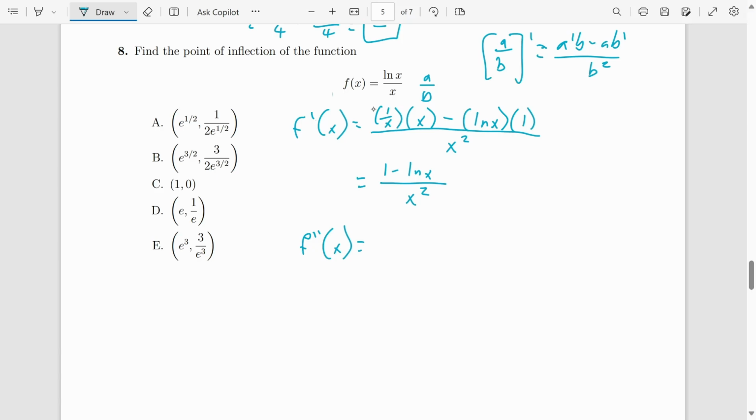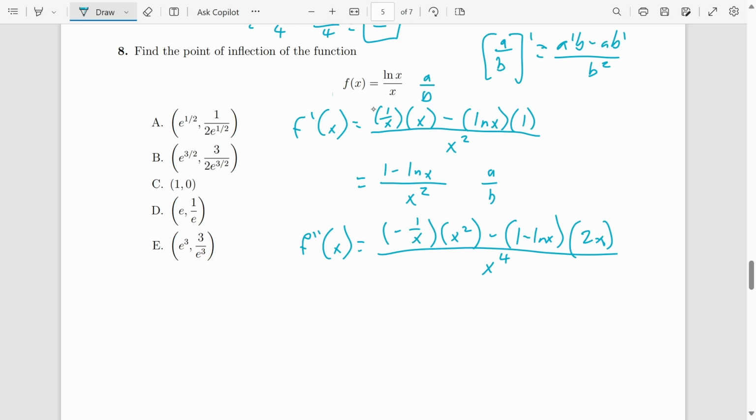Looks like we can basically do the same thing. We've got our a and our b, so we can go ahead and use the quotient rule again, where our a is now 1 minus ln of x, and our b is x squared. So let's get started. We have our a prime, which is the derivative of 1 minus ln of x. That's just going to be negative 1 over x, times b, which is x squared, minus a, which is 1 minus ln of x, times b prime, that's the derivative of x squared, which is 2x. This is all divided by b squared, which is x squared squared, which is x to the 4th. Cool, so we have f double prime of x equals that.